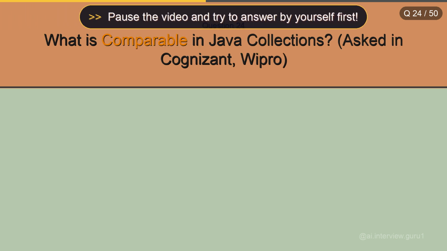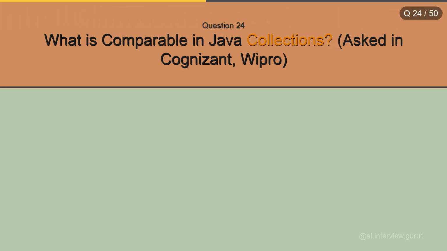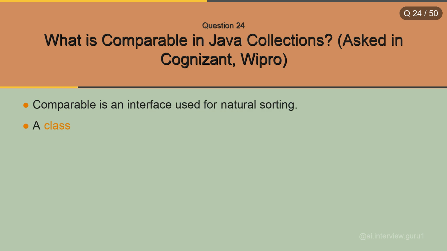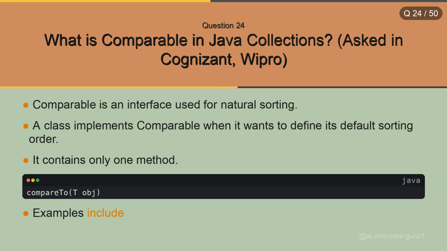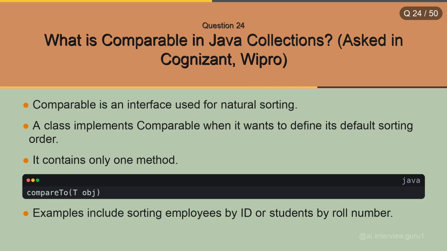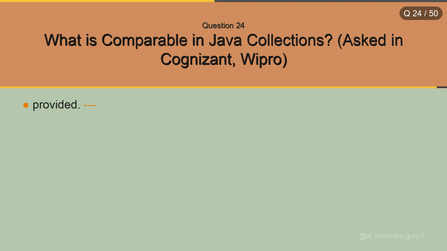What is comparable in Java collections? Comparable is an interface used for natural sorting. A class implements comparable when it wants to define its default sorting order. It contains only one method. Examples include sorting employees by ID or students by roll number. Collection sort automatically uses Comparable when no comparator is provided.